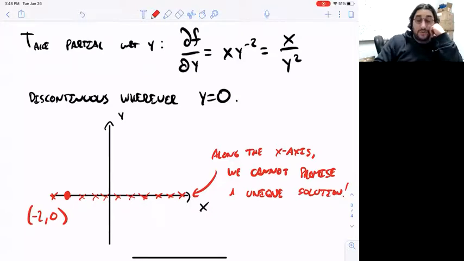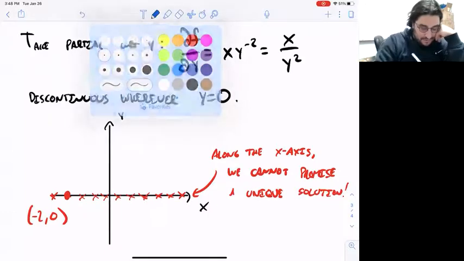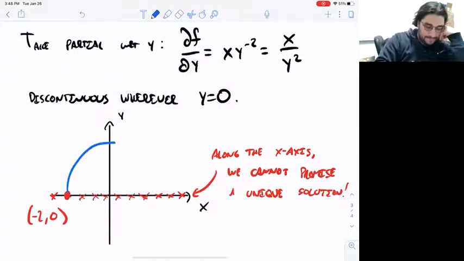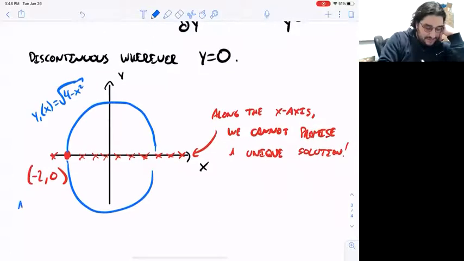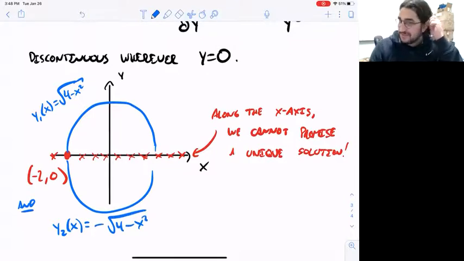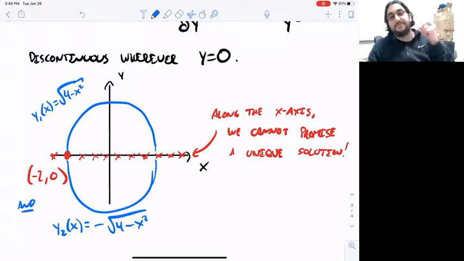So that's why we had two different solutions, right? We had, in this case, y1 of x was root 4 minus x squared. And then we had a whole second solution, right? Which was down here. We had y2 of x, right? y2 of x was negative root 4 minus x squared, a whole second solution, right? So we did not have a unique solution coming from that initial condition.